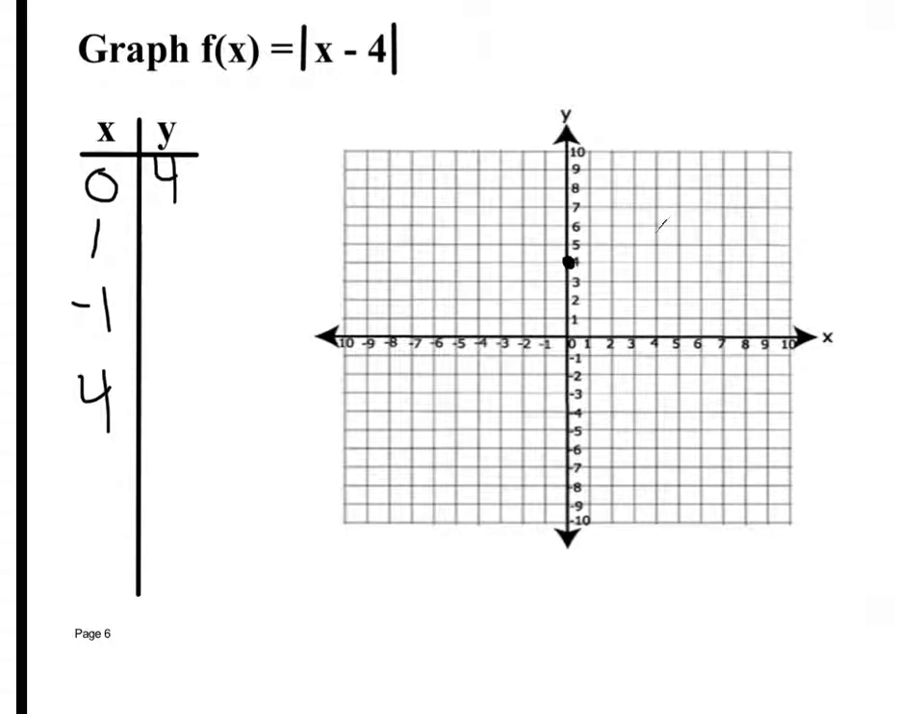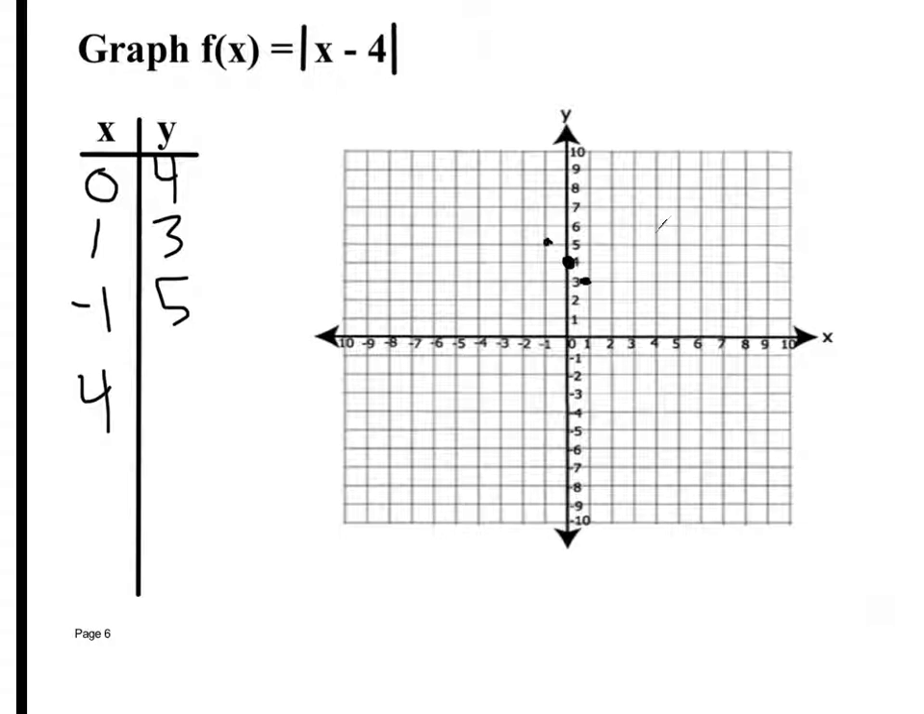When x is 1, what's 1 minus 4? What's the absolute value of negative 3? 3. So when x is 1, y is 3. Negative 1. Let's plug in negative 1. Negative 5, yeah. Negative 5. What's the absolute value of negative 5? 5. Have I found the vertices where it comes together yet?